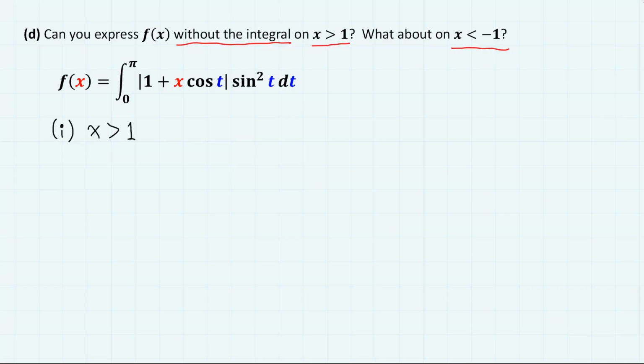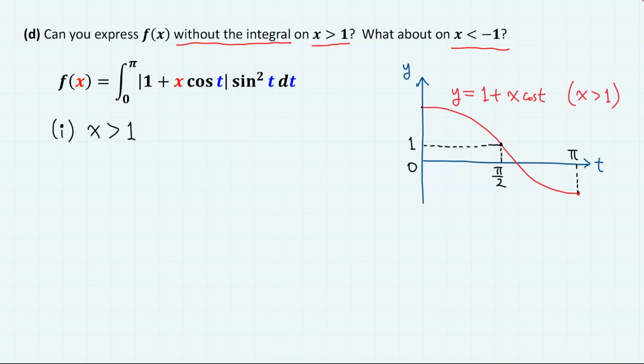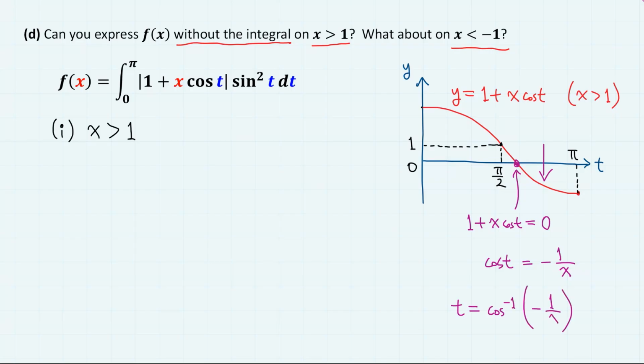First, let's consider the case x greater than 1 for now. Of course, the problem here is that 1 plus x cosine t can become negative. Let us find out at which t the graph crosses the t-axis. This is the point where 1 plus x cosine t equals 0. So we obtain cosine t equals minus 1 over x. Hence t equals inverse cosine of minus 1 over x. Let's call this value alpha.